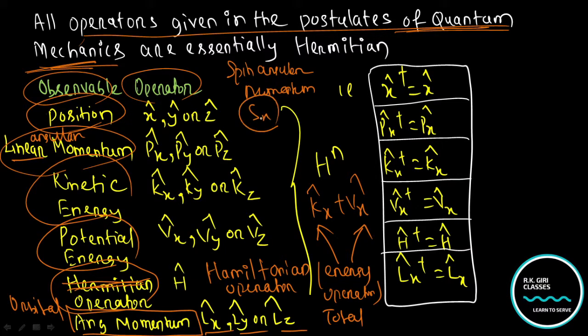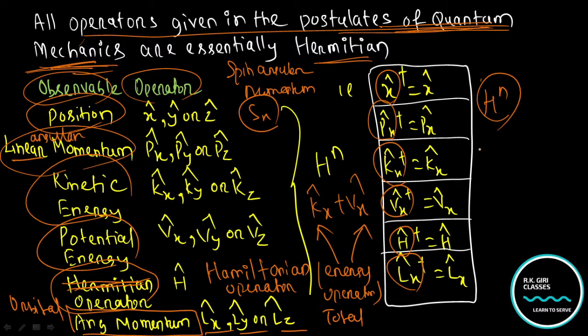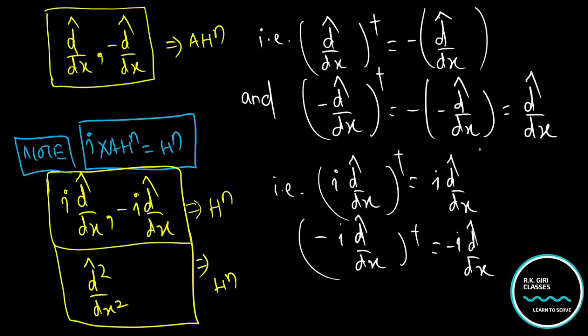So coming to the point, our objective: the postulates of quantum mechanics are essentially Hermitian. That means x, px, kx, vx, H, lx, these are all Hermitian operators. Remember, these are all Hermitian operators. Keep it in your mind, it may come in an examination.